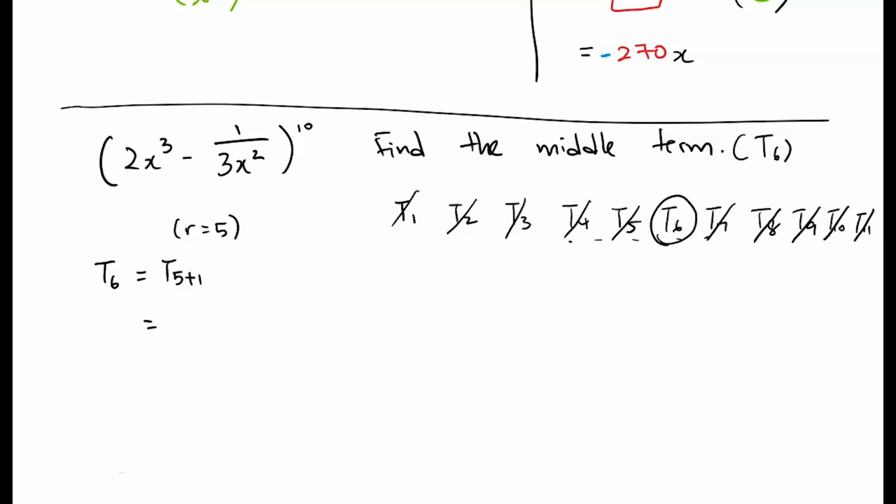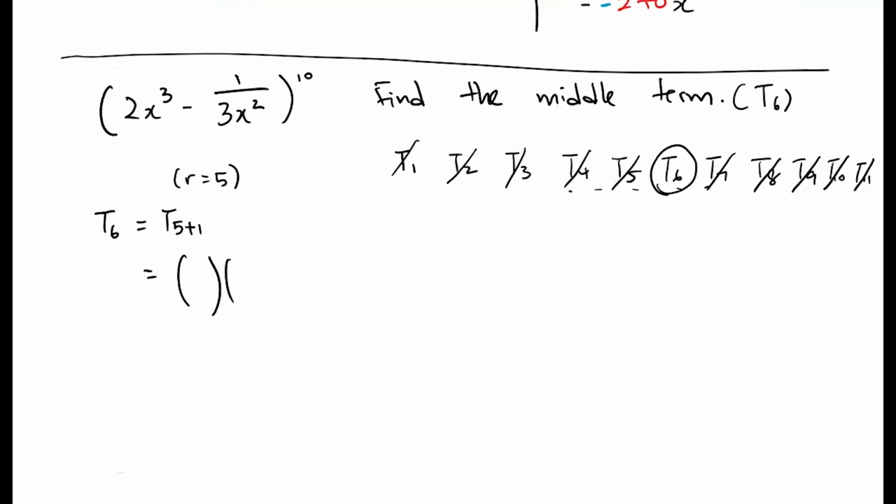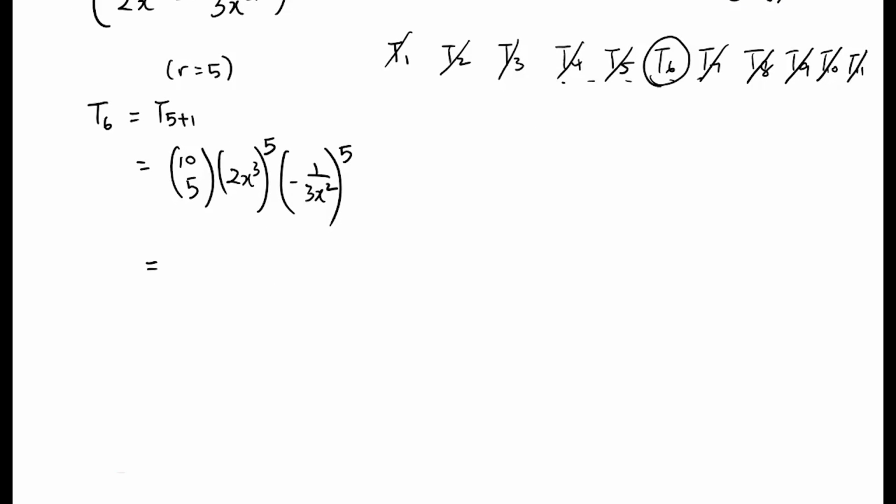And that is equal to, let's write down the general term, 10 choose r, (2x^3) to the power of 10 − r, times (−1/(3x^2)) to the power of r. And my r is 5, so this is 5, 5, and this is also 5. Simplifying these, 10 choose 5 times 2 to the power of 5 times 1 over 3 to the power of 5, and that gives me 896 over 27.